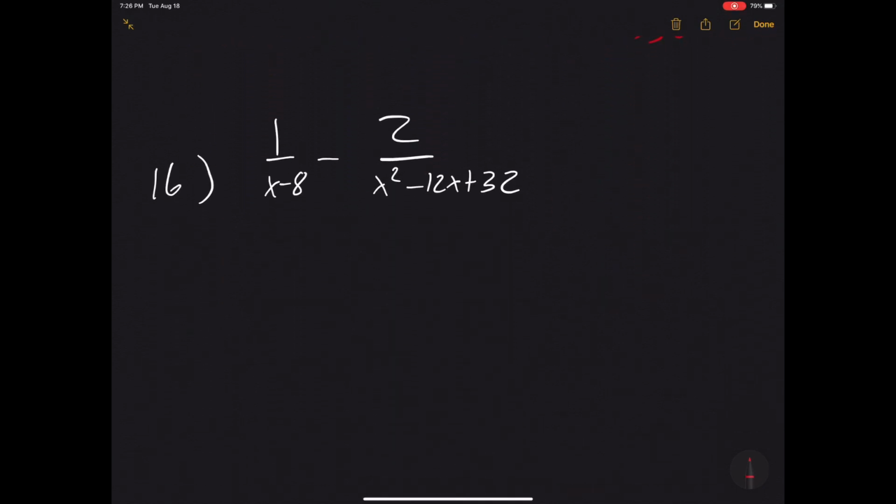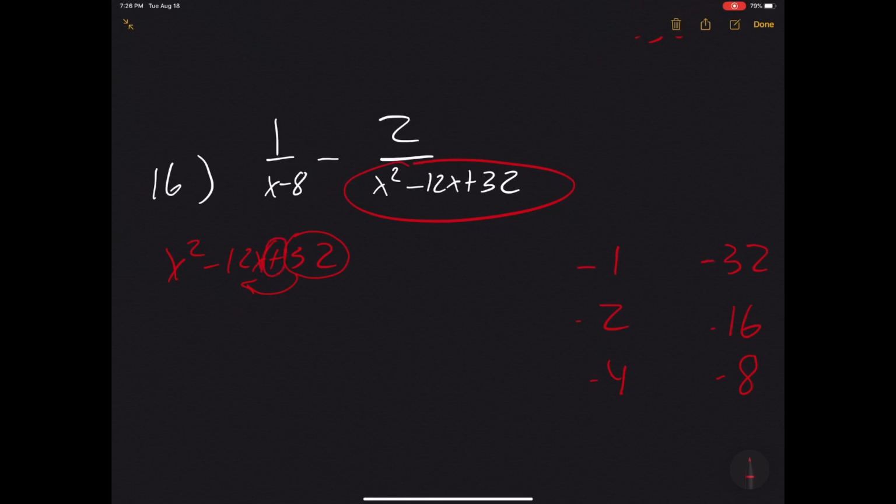With number 16, we need a common denominator again, but we have something that's factorable. And anytime we have something that's factorable, we know that we should factor it. So let's factor it. X squared minus 12x plus 32 needs two numbers that multiply together to equal 32, but subtract to give us negative 12. 1 minus 32 is not negative 12. 2 minus 16 is not negative 12. 4 minus 8. Oh, negative 4 minus negative 8. Negative, negative, negative, negative. Sorry about that.